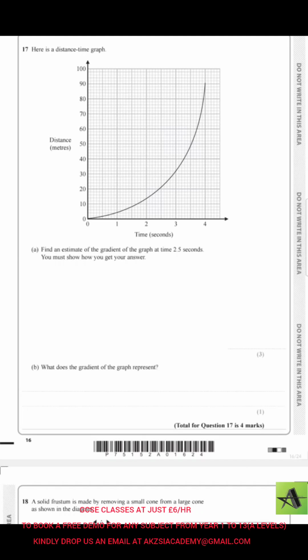Today we are doing the paper. Well, it's a continuation of the paper. We have already done the questions till question number 16, and today we are starting from question number 17. It's paper 3, Higher Tier, June 2023.